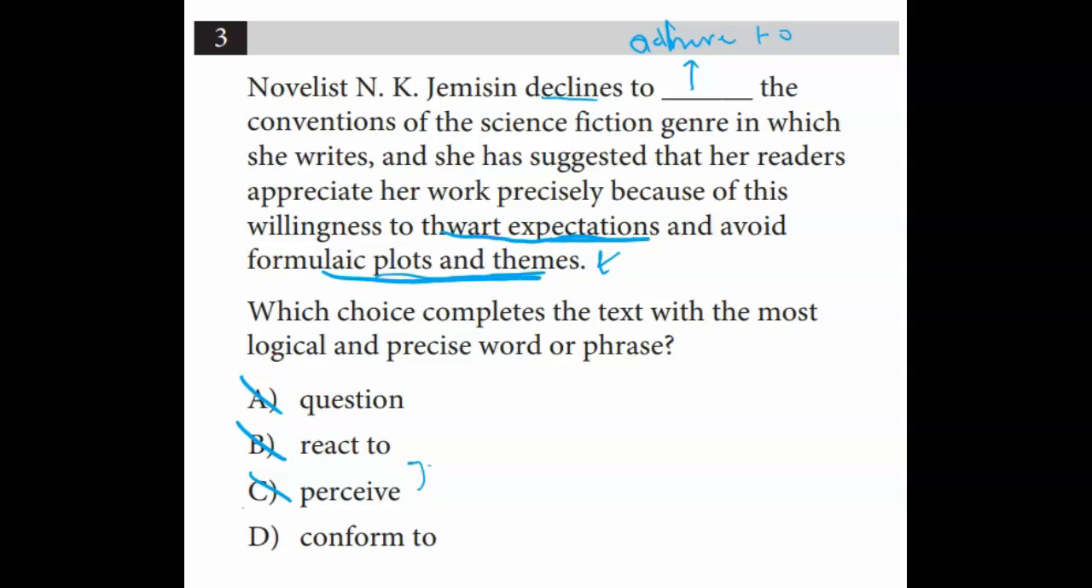And then D, conform to. That's going to be our correct answer here. That's the most close one to adhere to, conform to. She declines to conform to the conventions, meaning she doesn't follow the conventions. She does not do what everybody else does, and that's why she's suggesting that her readers appreciate her work, because she thwarts the expectations. So D is the correct answer here.